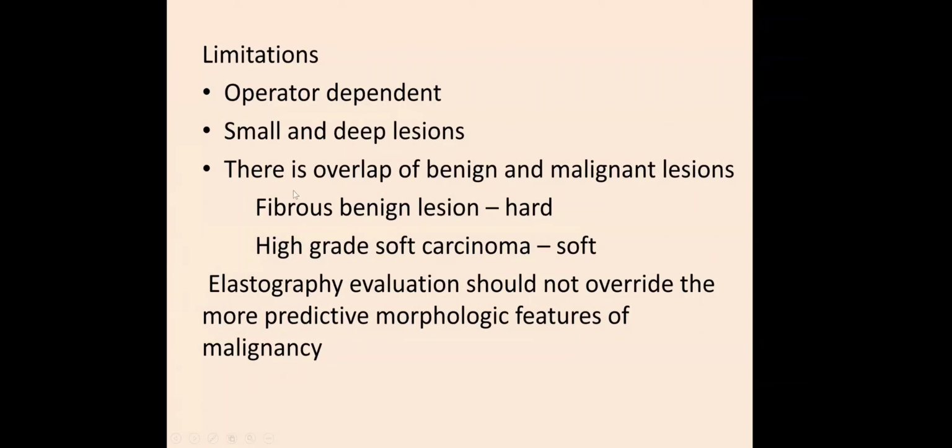And since it measures the stiffness or hardness of the lesion, there are also benign lesions which are hard, as well as malignant lesions which are soft. Fibrosis and sclerotic fibroadenoma will appear hard. Mucinous carcinoma and triple-negative carcinoma can appear soft on elastogram. So elastography should not override the more predictive morphological features of malignancy.